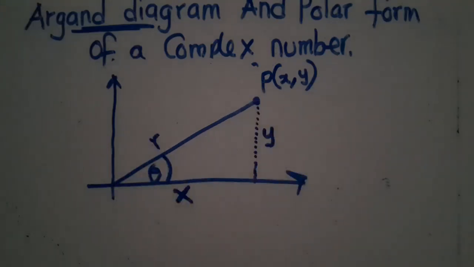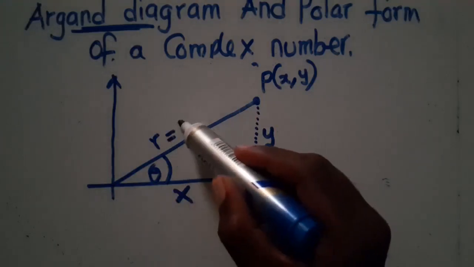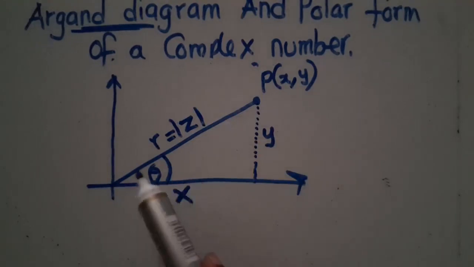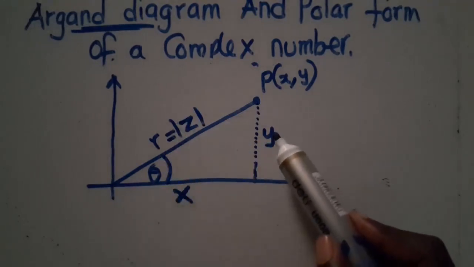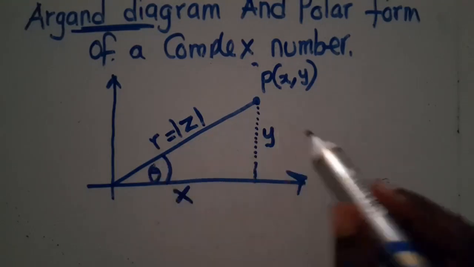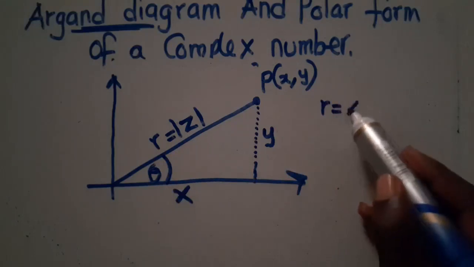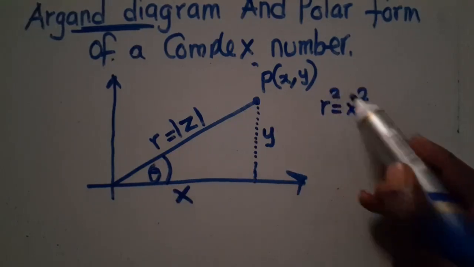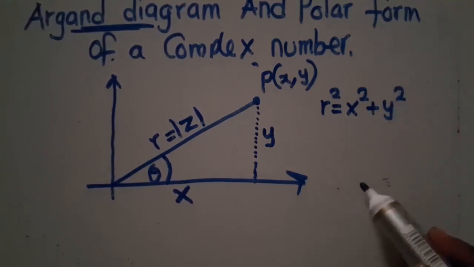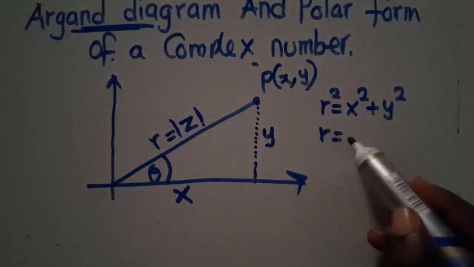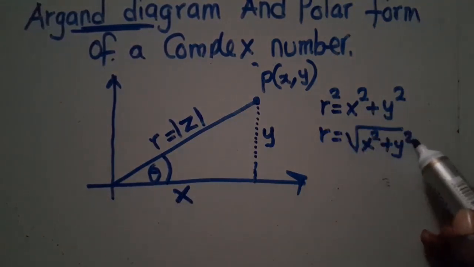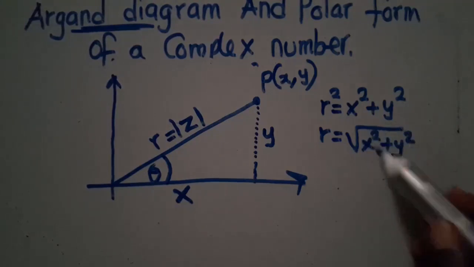This is r, or this is called the modulus of z. It is just one and the same. Because how do you get to find that? You need to square this and that. Then if we were to find that, we say r squared is equal to x squared plus y squared. This is what we know. So we know that r is equal to the square root of x squared plus y squared. We know that this is just the same.